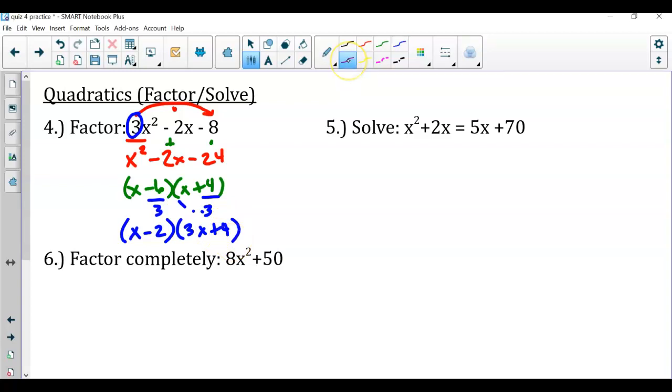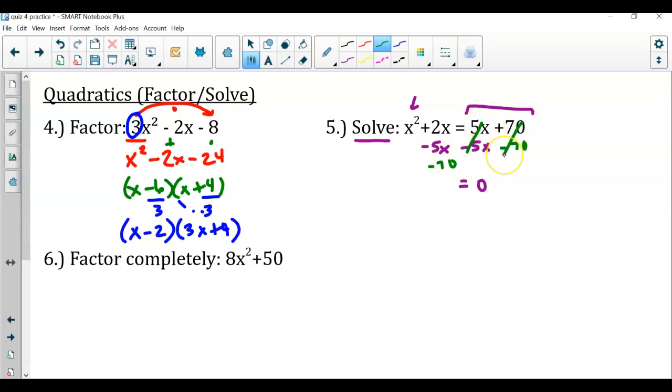Then question number 5. Notice how now we are solving. So we always need to make sure that our quadratic is equal to 0. But notice how we have it equal to 5x plus 70. And I see my x squared over here. So I'm going to leave my x squared right where it is. So if I need this quadratic to equal 0, then that means I need to subtract 5x from both sides. But I also need to subtract the 70. So here I'm going to also subtract 70 from both sides as well.